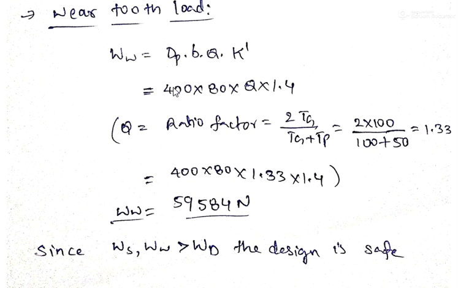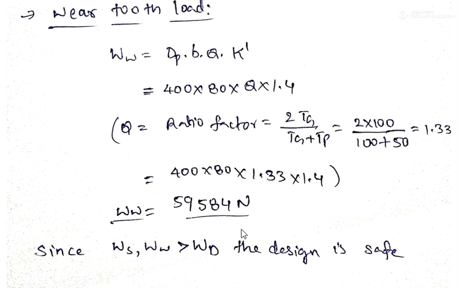dp we got 400 mm in the initial step itself. Face width is 80 mm, Q here is 1.33, and K dash is 1.4. When you simplify this, we get the wear tooth load as 59,584 newtons. So this is the wear tooth load.